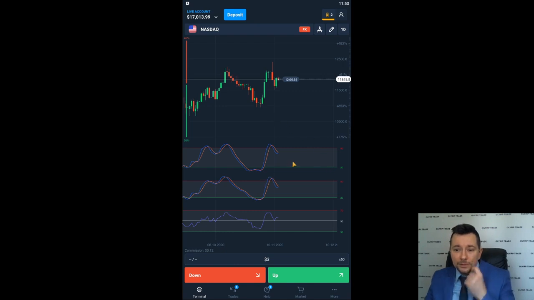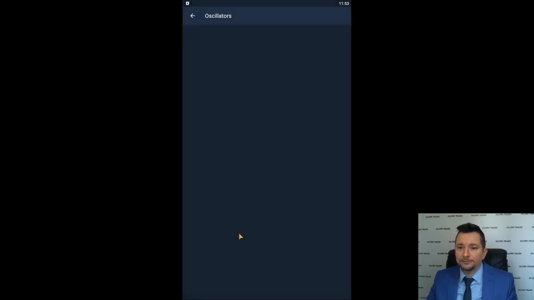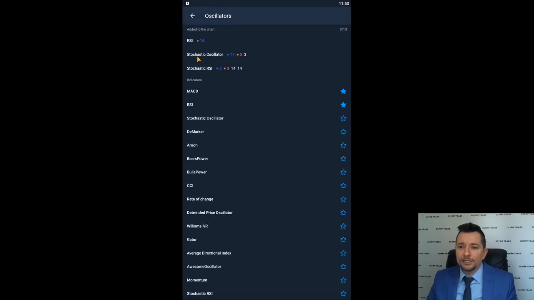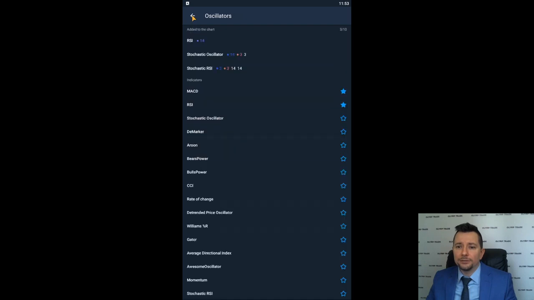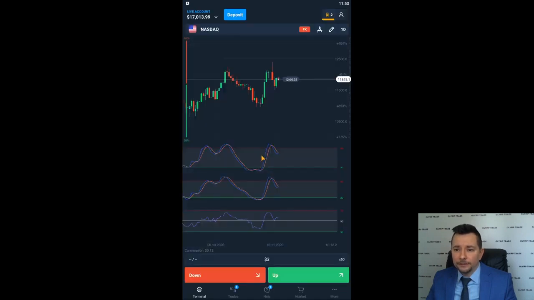So here we go. Well, it looks like we have two stochastics for some reason. Let's go ahead and have a look at that again. Stochastic oscillators, RSI, it's really strange. They really should not be looking the same. So these are two stochastics. It looks like, excuse me, this looks very closely to what the stochastic RSI looks like.